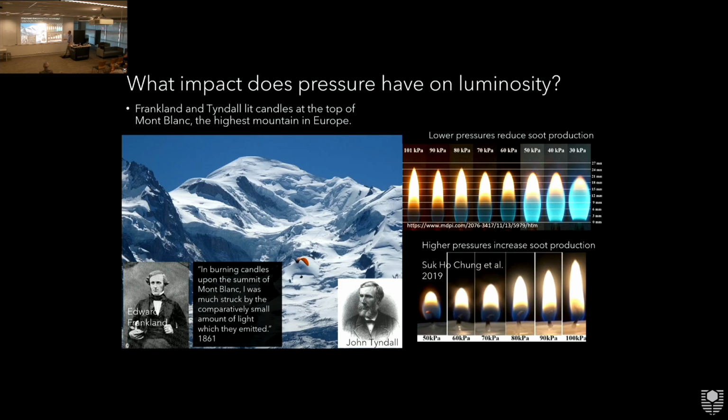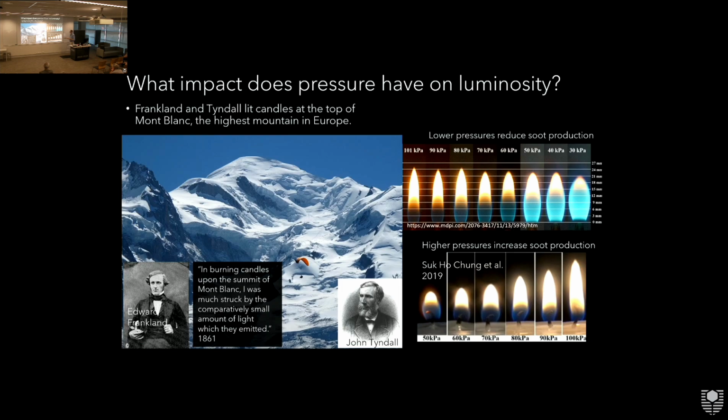"In burning candles upon the summit of Mont Blanc, I was much struck by the comparatively small amount of light which they emitted." Now, why that's surprising is that it burnt at the same rate. So it consumed the same amount of wax during the time up on the top here, but the big difference was that as you lower the pressure, you get no soot. Now this would suggest that there's some sort of condensation mechanism going on.